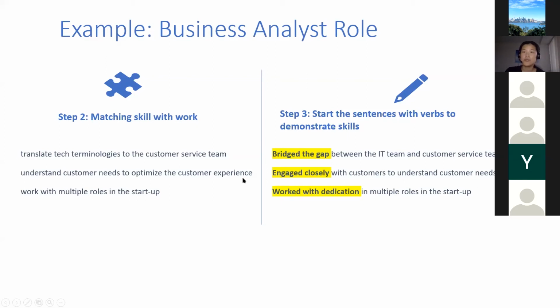And then the second responsibility. Instead of saying, I understand customer needs, I said, engaged closely with customers to understand customer needs. And then the third, work with multiple roles in a startup. So I just made it sound nicer. I said worked with dedication in multiple roles. So this is the third step. Start the sentence with a good verb so that it can demonstrate your skills.